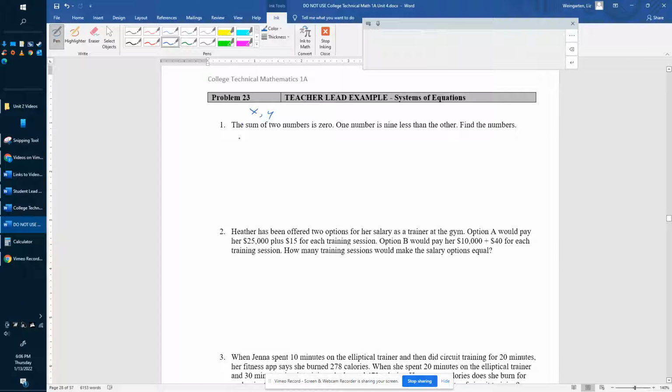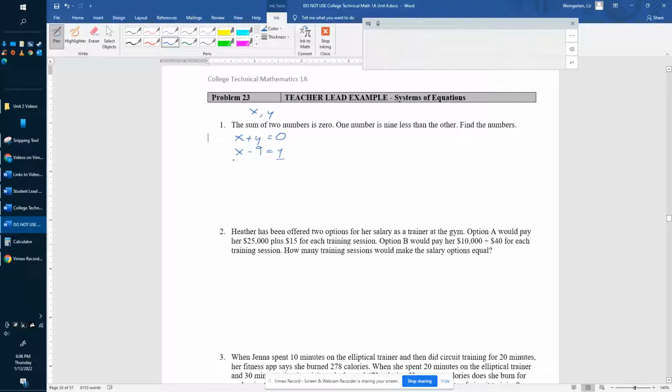The sum of these two numbers is 0. So x plus y equals 0. One number is 9 less than the other. So let's say that x is 9 less than y. Now we have to solve these equations. You can solve this by graphing, by substitution, or by elimination. I'm going to solve this one through substitution because we have y solved for already right here.